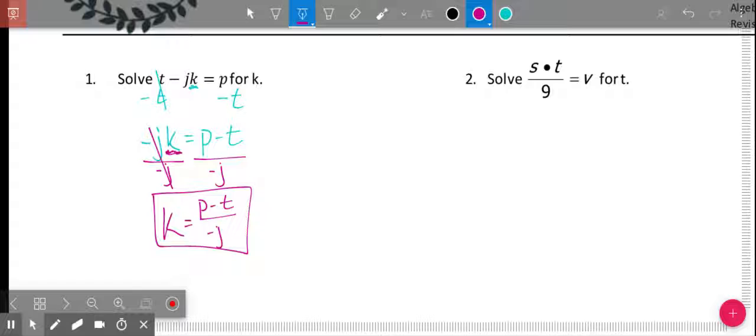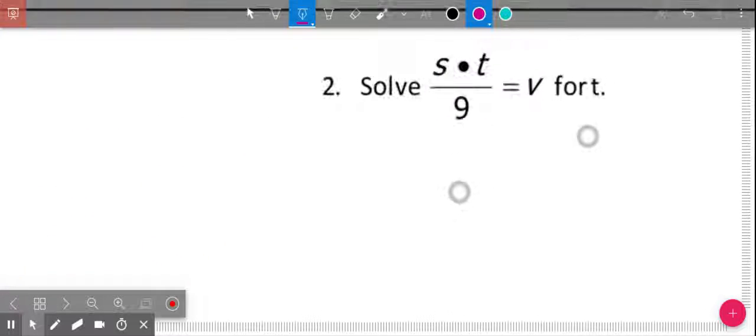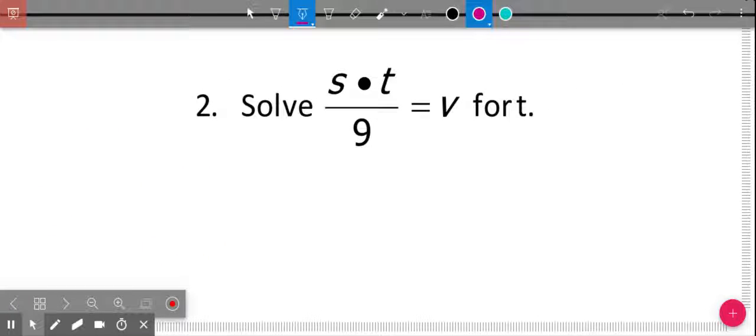All right, so looking at number 2, I have s times t divided by 9 equals v, and we want to solve for t. So t is the variable we want to get by itself. We notice that the whole thing is being divided by a 9, so the first thing I want you to do is multiply both sides by the 9 because that's the inverse. Okay, so I want everybody to go ahead and start that problem, and then you can check your work with mine when you're finished.